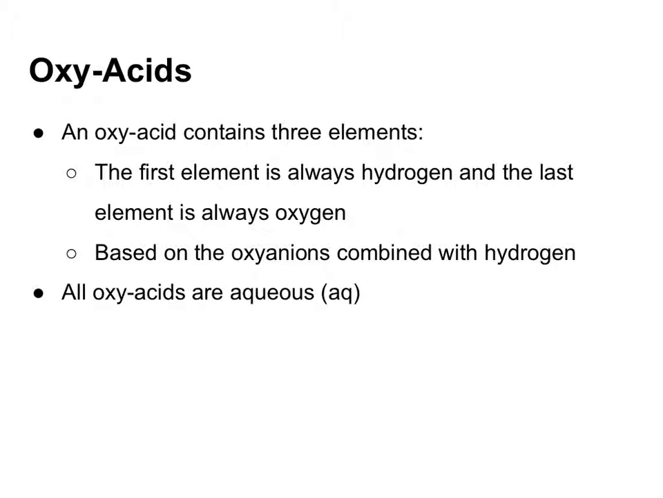In this video, we're going to look at the naming of oxyacids. So an oxyacid always contains three elements. The first element is always hydrogen, very similar to our binary acids. Where it differs is that our last element is always oxygen.